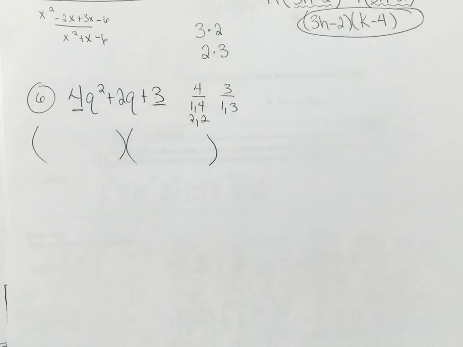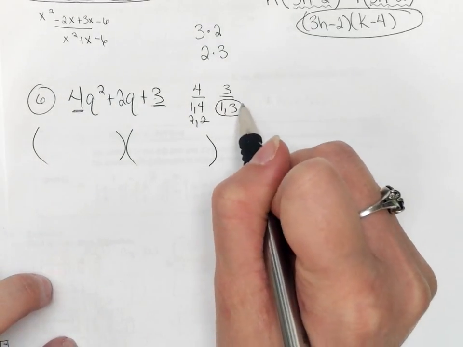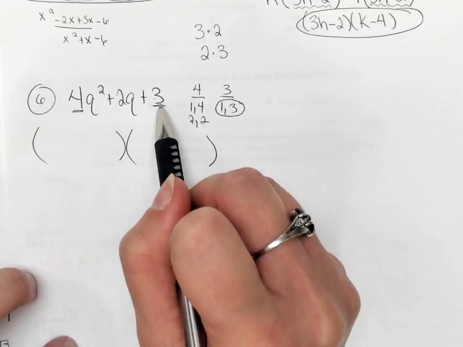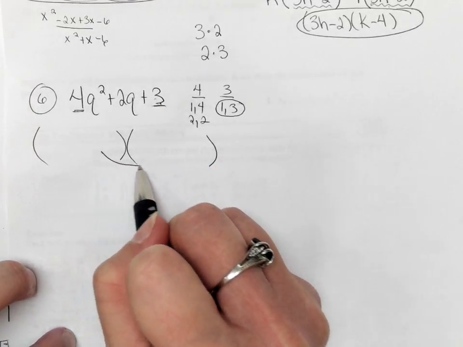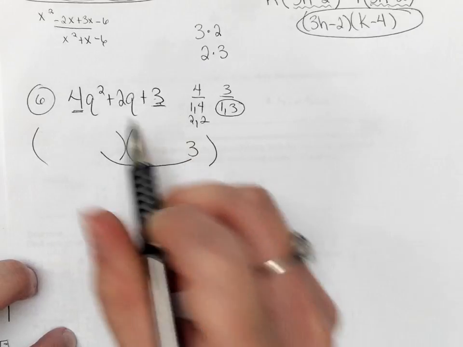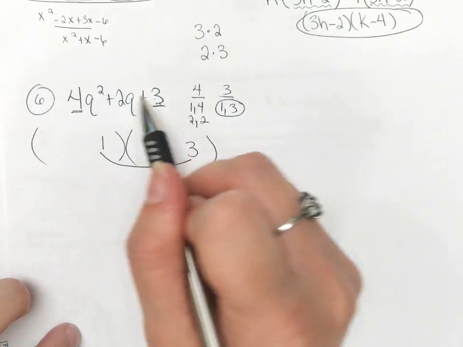Alright. Which one's the only pair you can use? 1 and 3, right? Where is that 3 at? He's in the back. So if he's in the back, that's where 1 and 3 is going to go. Are you okay so far? Alright, we're trying to get to 2, right?